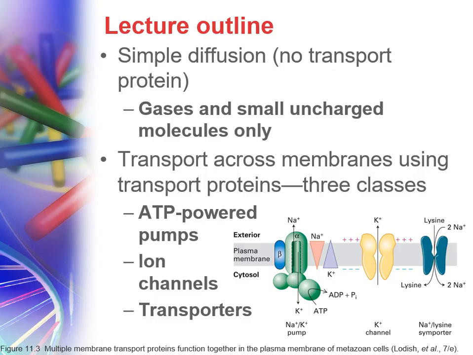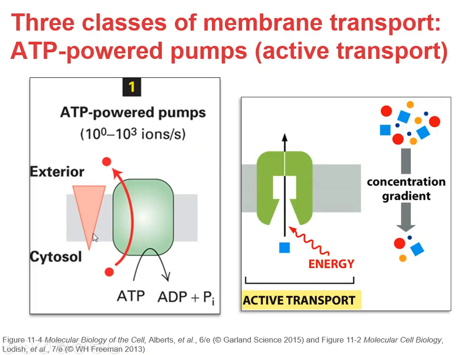Okay, so now let's go on to a much larger class of molecules where they do need transporter proteins in order to get across. I've divided these into different areas. There are 3 classes of transport proteins. The first one I'm going to talk about are ATP-powered pumps. The ATP-powered pumps need ATP because this is active transport, and here you're transporting a substance against its concentration gradient.